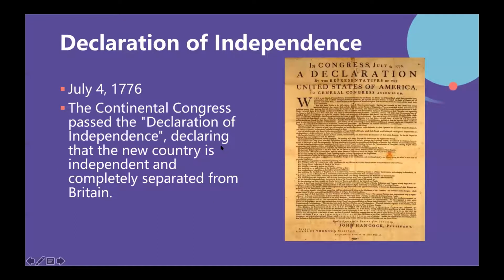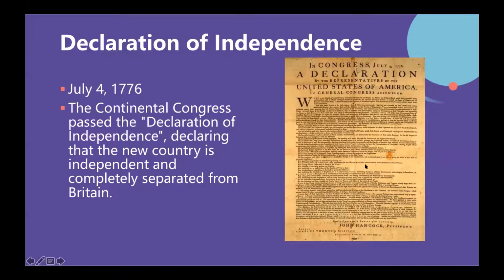And now we start to talk about the Declaration of Independence. On July the 4th, their independence came. So the U.S. is a new country, and this country is not going to follow any rules of Britain. Now the U.S. is officially a country. As you can see, the new country is independent and separate from Britain. This is the Declaration of Independence.